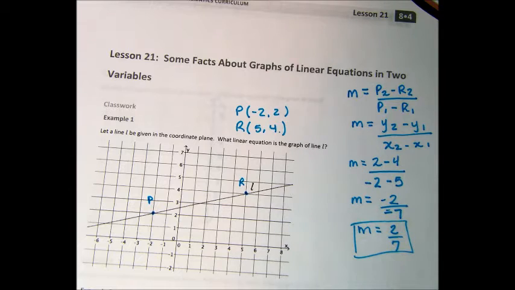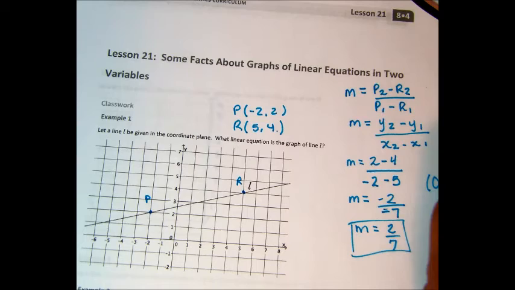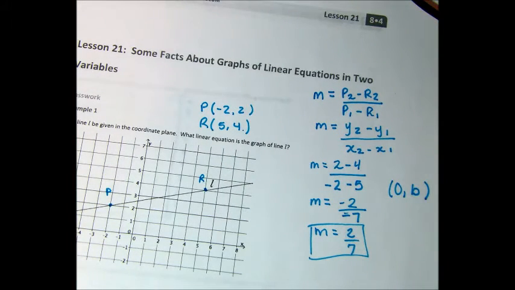Now we need to determine the y-intercept of this line. We know that it's a point with the coordinates (0, b), where b is the number that crosses the y-axis, and we know that the line goes through the ordered pairs (-2, 2) and (5, 4). It has a slope of 2 over 7. We can use this information to determine the coordinates of the y-intercept.